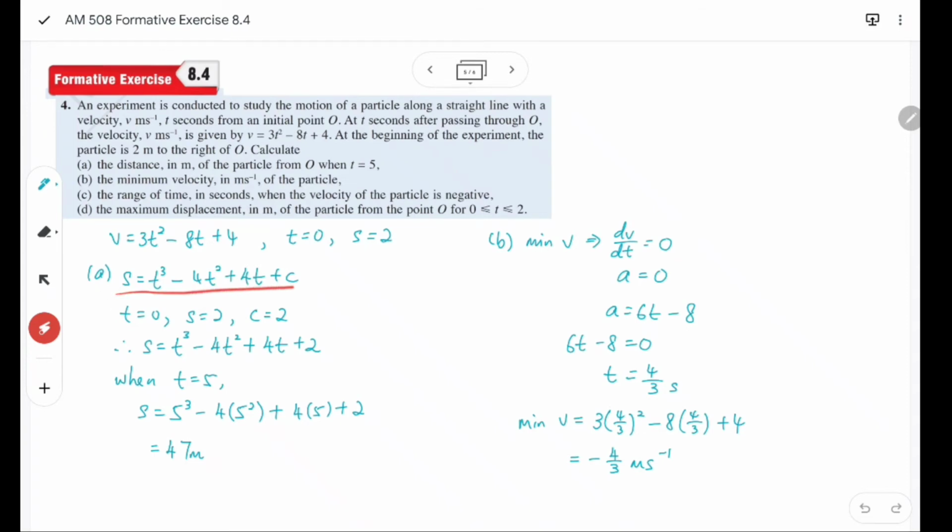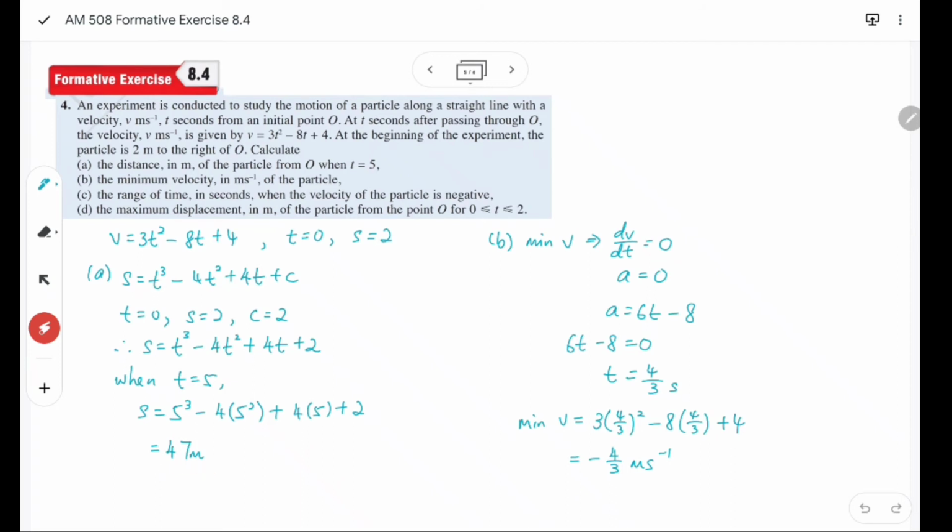So get the function of displacement by integrating the function of velocity. We get s equals t cubed minus 4t squared plus 4t plus c. When t equals 0, s equals 2, therefore c equals 2. Therefore, we have a function of displacement s equals t cubed minus 4t squared plus 4t plus 2. And when t equals 5, the displacement is 5 cubed minus 4 times 5 squared plus 4 times 5 plus 2. There we get 47 meters.